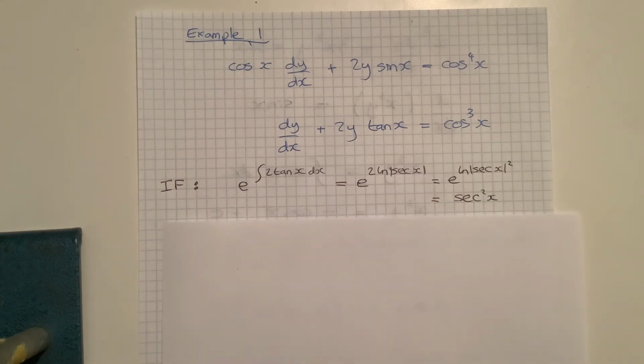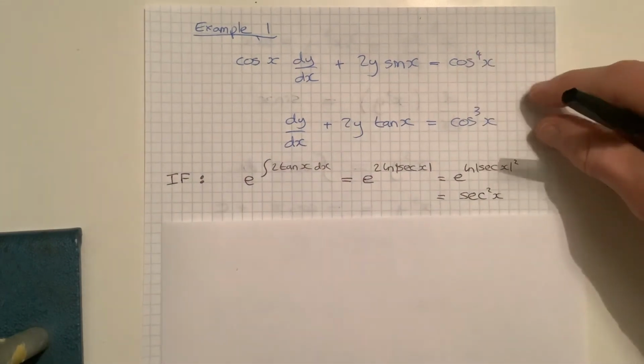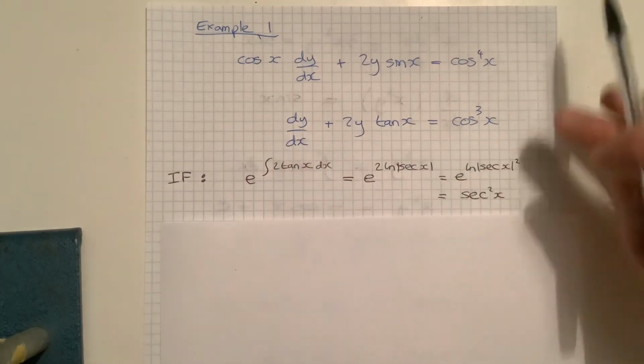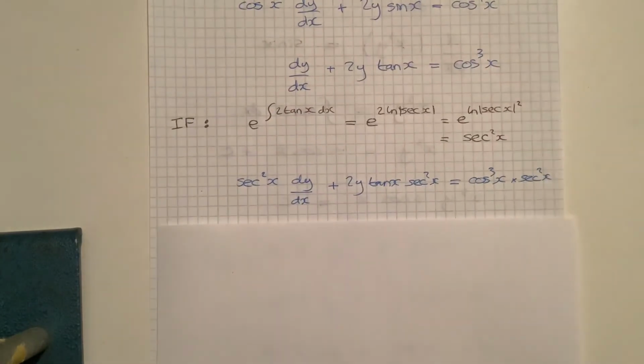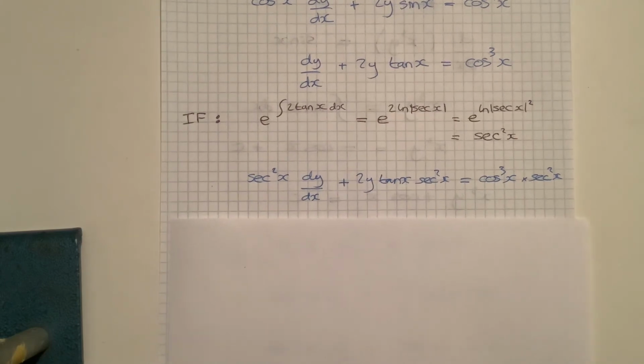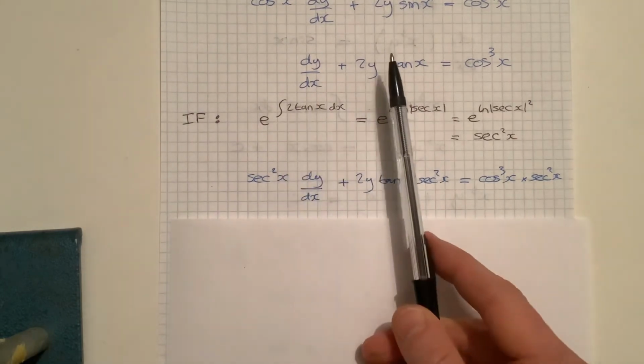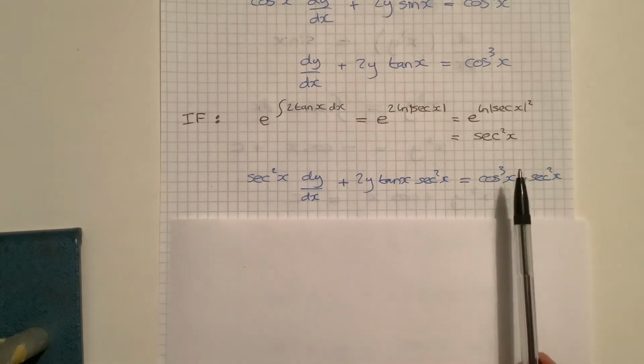So my integrating factor is sec squared. So if I now multiply through by sec squared, I get this. So times here by sec squared, times here by sec squared, times here by sec squared.